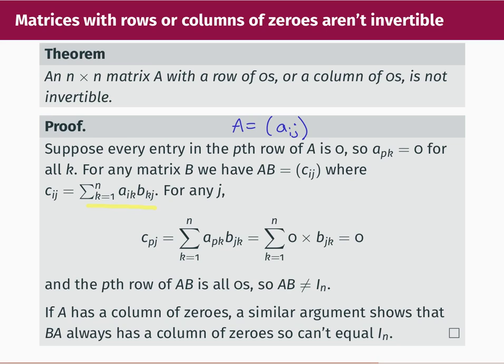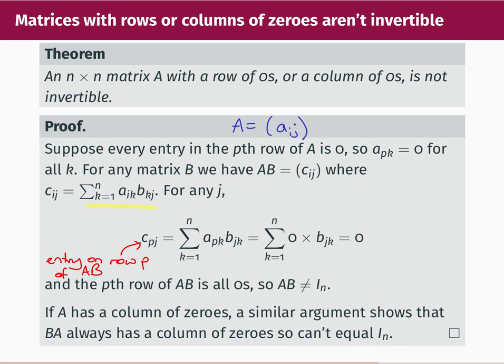Well, what happens on that pth row? That pth row consists of the entries Cp1, Cp2, and so on. So let's just look at an arbitrary entry Cpj in the pth row of A times B. By definition, that's the sum from k equals 1 to n of Apk times Bkj. But all of those things Apk are 0. That means the whole sum is 0. So we've shown every entry in the pth row of AB is equal to 0, and in particular AB is not equal to the identity no matter what B was.